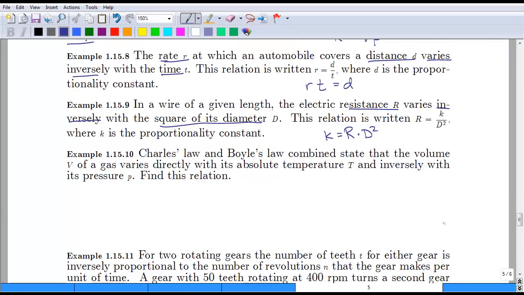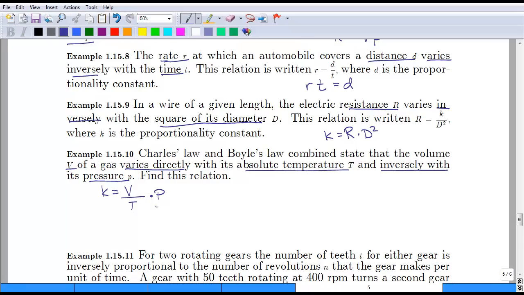Charles' law and Boyle's law combined state that the volume V of a gas varies directly with its absolute temperature and inversely with its pressure. So let's write that down first. K is equal to volume. If it's direct variation, we divide by the temperature. And inversely with the pressure, so then we would multiply by the pressure.